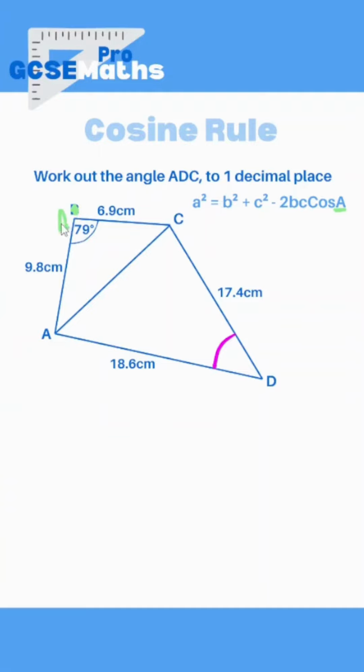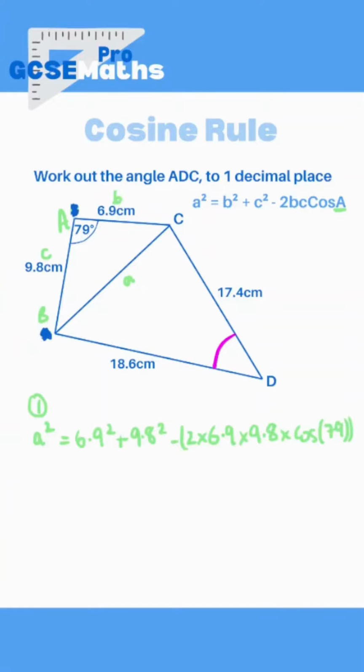So let's call this one A to match with our formula, which would make the opposite side side A. The C can stay where it is, so side C would be 9.8, and then the A would become B, and so 6.9 is side B. Now it's a lot easier to make sure that we substitute correctly into the formula. So this is what I will type into my calculator.